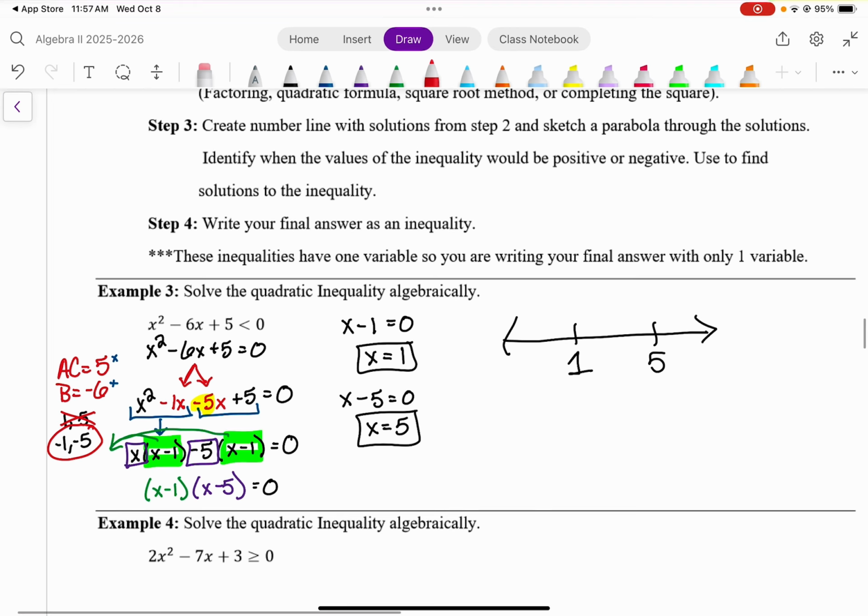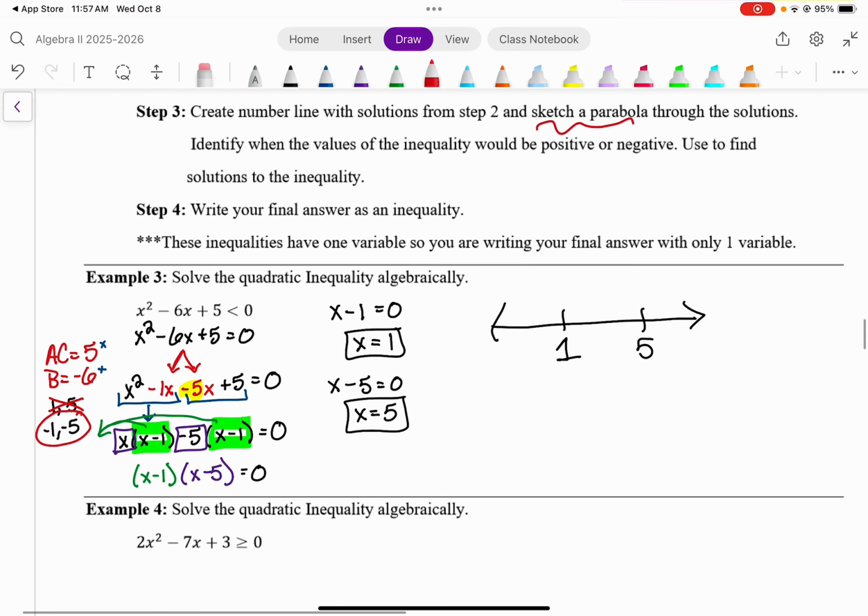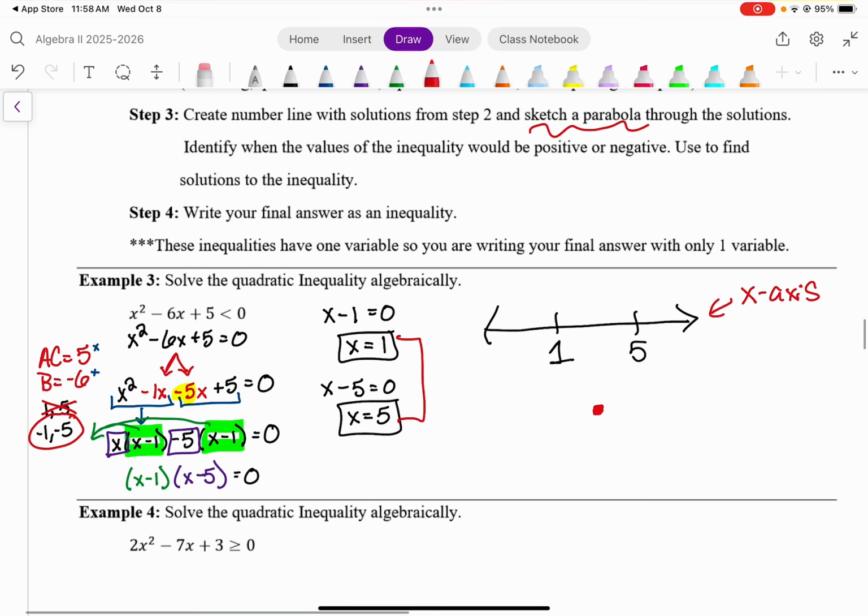Through this, we are going to sketch a parabola. We're going to think of this as our x-axis. When we graph a parabola, the places where it crosses the x-axis are our solutions. So these two numbers, 1 and 5, are where our parabola is crossing that x-axis. If our parabola is opening up like this one, that means the vertex would have to be somewhere down here, and our parabola would be going up through the 5 and up through the 1.